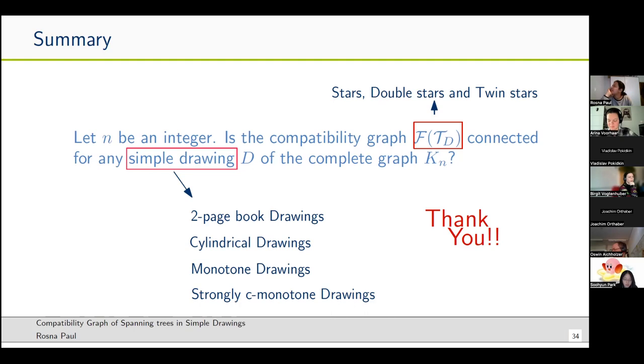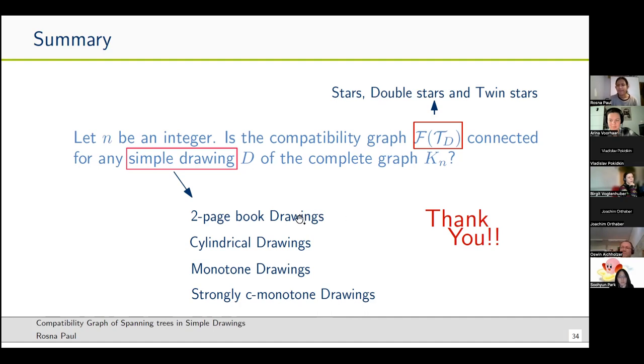I understood what you're asking. It looks like an interesting transformation of a graph, and maybe for some graphs it's self-dual in some sense. But here we are talking about the compatibility graph of complete graphs, and if you take just the compatibility graph as the main thing, then it need not be a complete graph. For example, for the two-page book drawings, if I remember correctly, the compatibility graph is just a star. And if you consider the compatibility graph on the star, there is only one plane spanning tree, so it will be a single node. Did you understand what I'm saying?